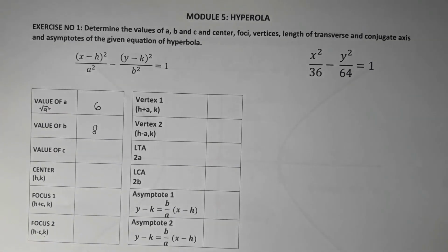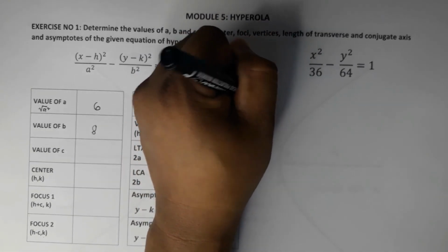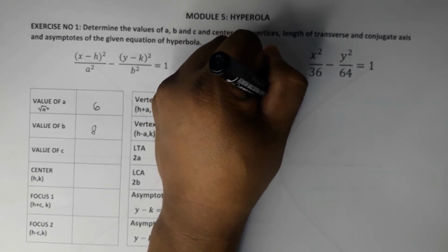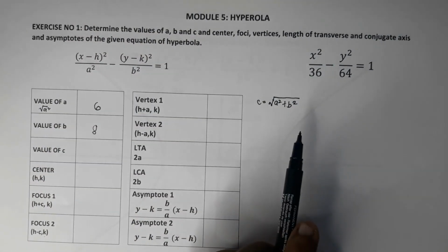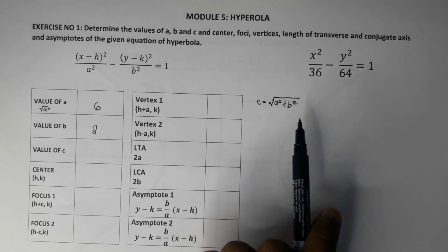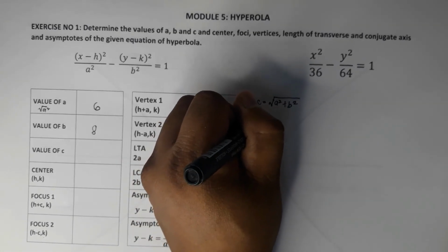Now we will solve for the value of C. So dito may pakonting solving na tayo. Okay, to solve for C, the formula for C is the square root of A squared plus B squared. Here's the formula for getting the value of C. So it's like a Pythagorean theorem. Okay? So madali lang naman yan.